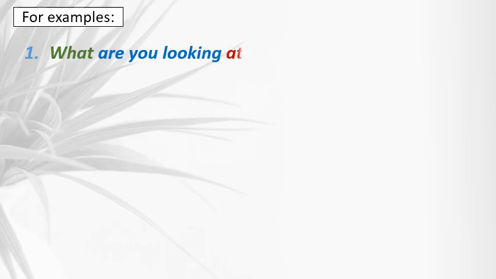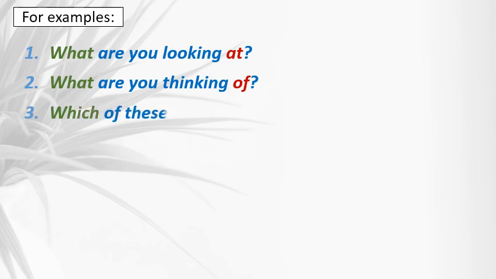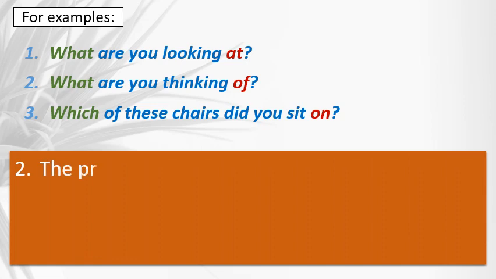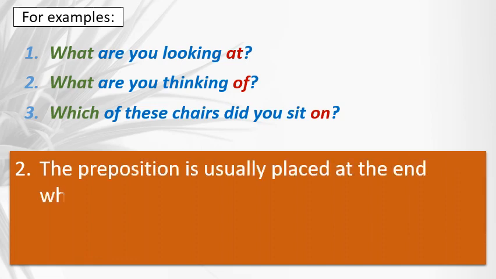Dear students, first of all, let us see some examples to clarify rule number 2. What are you looking at? Number 2, what are you thinking of? Number 3, which of these chairs did you sit on? Number 4, that is the boy I was speaking about.